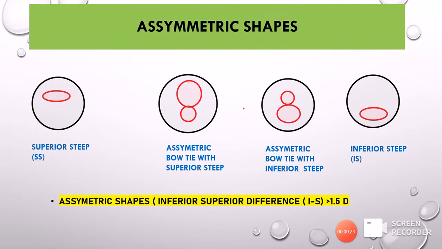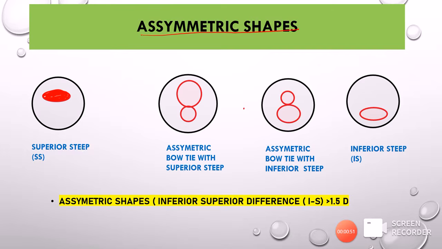The next type of shapes that we see in the axial maps are the asymmetrical shapes. So in asymmetrical shapes, what I mean to say is that there will be steepening in a part of the cornea, but it is not symmetrical in the upper and the lower quadrant of the cornea. So the first type of shape is superior steep. In superior steep, only the upper quadrant, you can see such an area of steepening present only in the upper quadrant like this. Okay, this is called superior steepening.